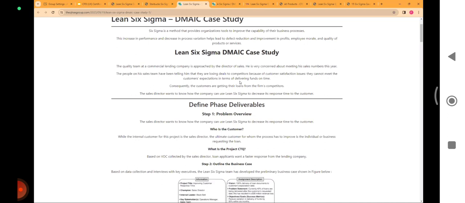So the clients, basically, they are losing clients because they are getting their loans from other banks, from other competitors. So here now, the sales director wants to know how the company can use Lean Six Sigma to decrease its response time to the customer. So this is typically how Six Sigma starts. You can see here the problem is basically delivering funds on time.